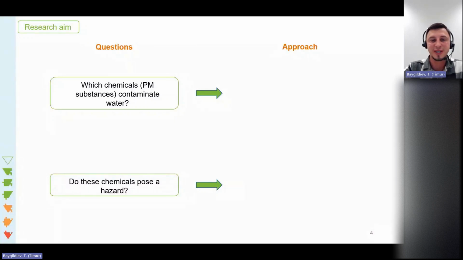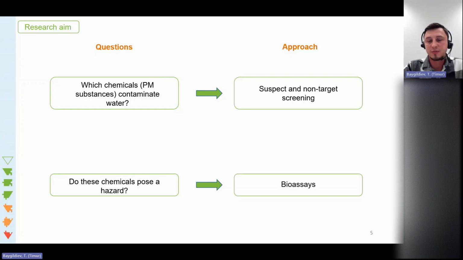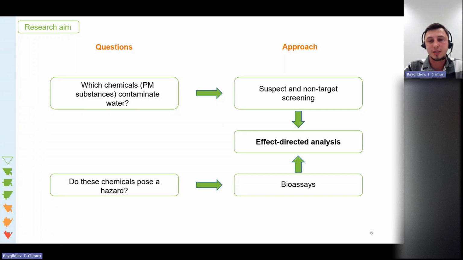I'm not the first one making a presentation in the ZeroPM project, so you all know these notorious substances. And the second question, of course, is whether these chemicals pose a hazard. There are two possible approaches to address these questions: suspect and non-target screening based on LC-HRMS, and bioassays. We combine those two approaches in the method called effect-directed analysis.